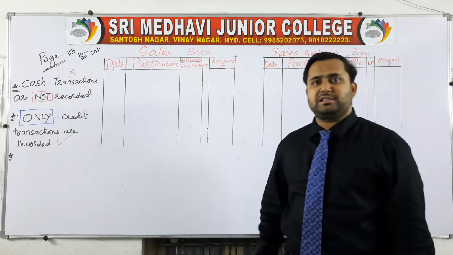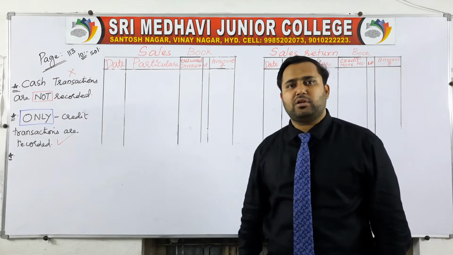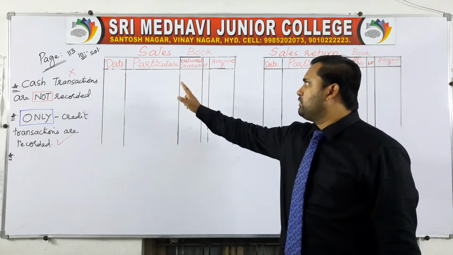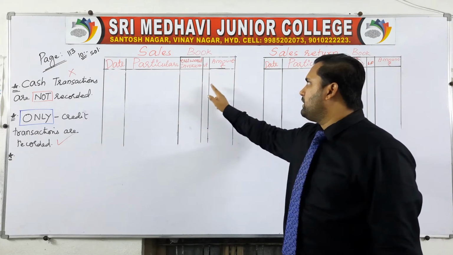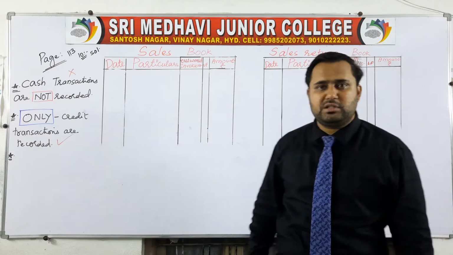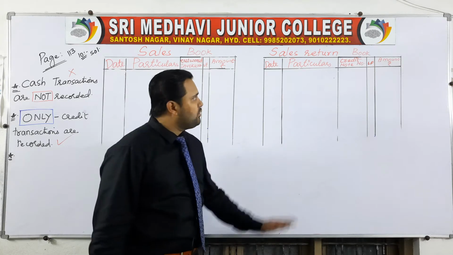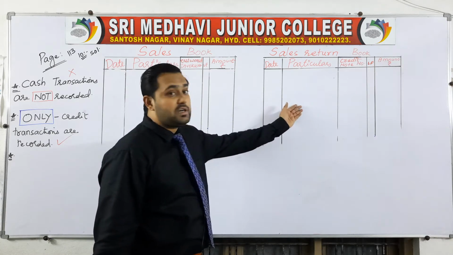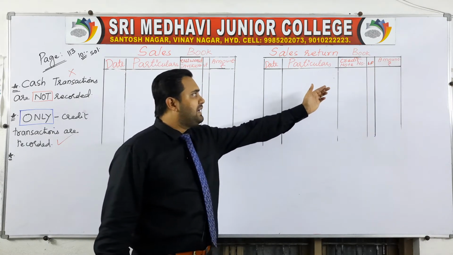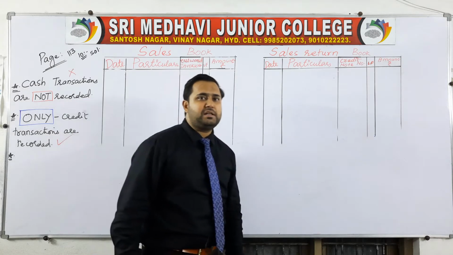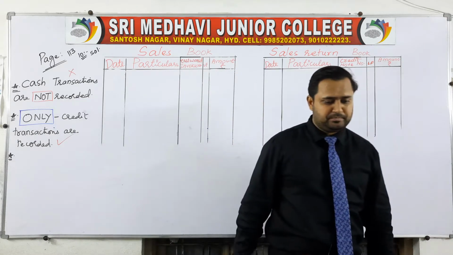Sales book consists of 5 columns: date, particulars, outward invoice number, LF, amount in rupees, whereas sales return book consists of 5 columns: date, particulars, credit note number, LF, amount. Let's see how to solve this problem.